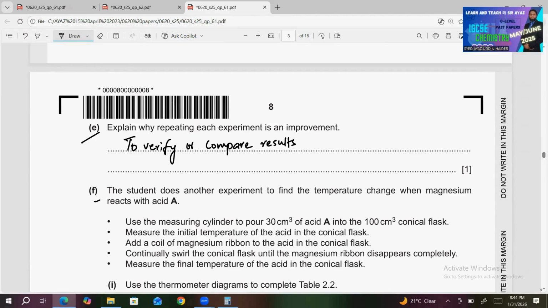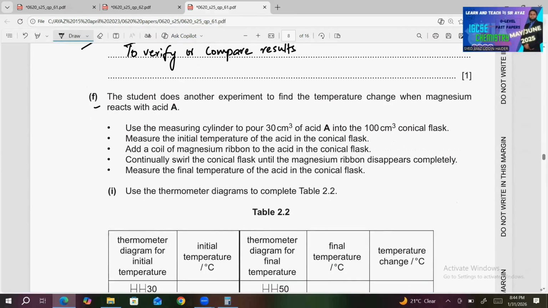F. The student does another experiment to find the temperature change when magnesium reacts with acid A. Use a measuring cylinder to pour 30 cm³ of acid A into the 100 cm³ conical flask. Measure the initial temperature of the acid in the conical flask. Add a coil of magnesium ribbon to the acid in the conical flask. Continually swirl the conical flask until the magnesium ribbon disappears completely. Measure the final temperature of the acid in the conical flask.